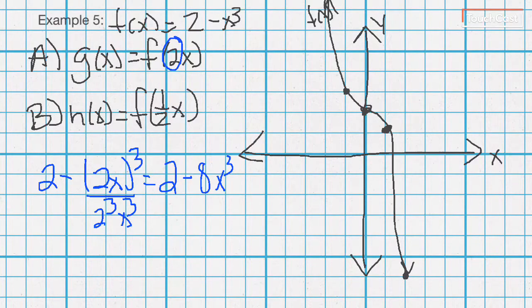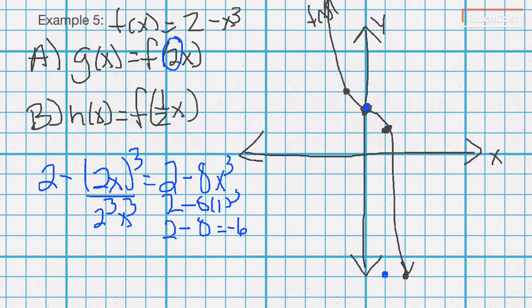If we take 0 and we put it into our equation, we're still going to have our original point when x is 0. But now if we put 1 in, 1 cubed times 8, and then subtract that from 2, that's going to be 2 minus 8, which is negative 6. So this original point that was at 1, 1, now is going to go to 1, negative 6.